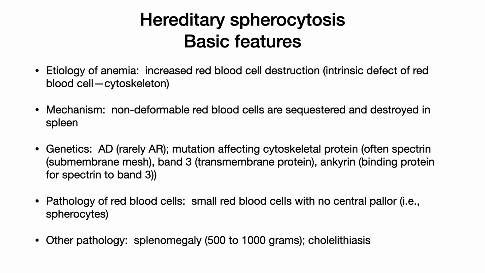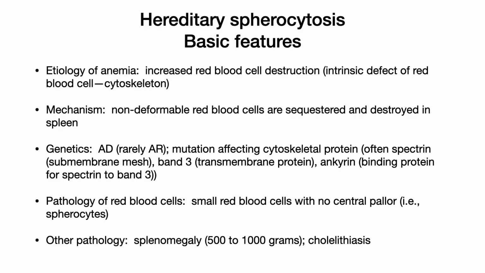Okay, so hereditary spherocytosis. What I did with these conditions is I tried to make as few slides as possible, but I tried to organize them, and my general organization is this. I go basic features, and I'll talk about the etiology of the anemia. So this is increased red blood cell destruction. It's an intrinsic defect of the red blood cell cytoskeleton. And so you can go back to that and think about the differential diagnosis we did with lecture 2 and how to guide it. The mechanism basically is you have non-deformable red blood cells.